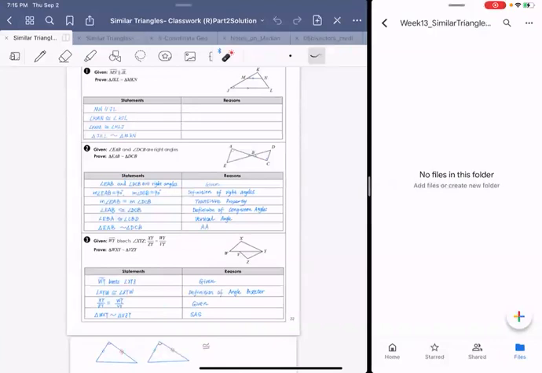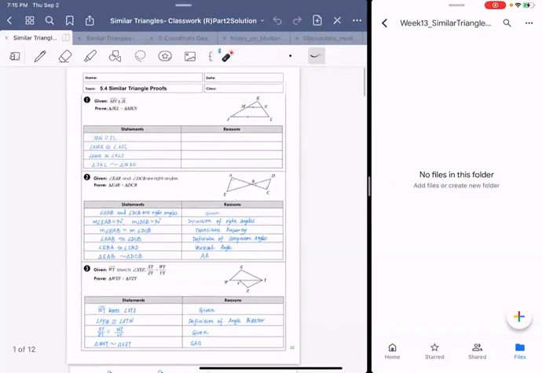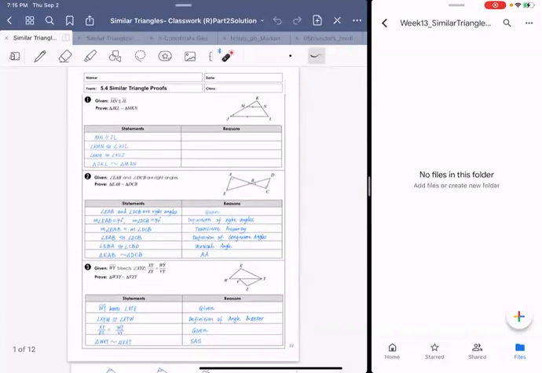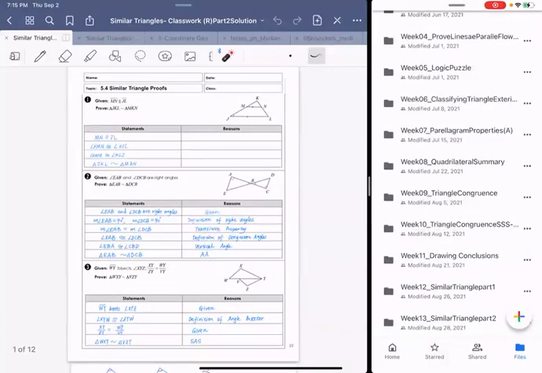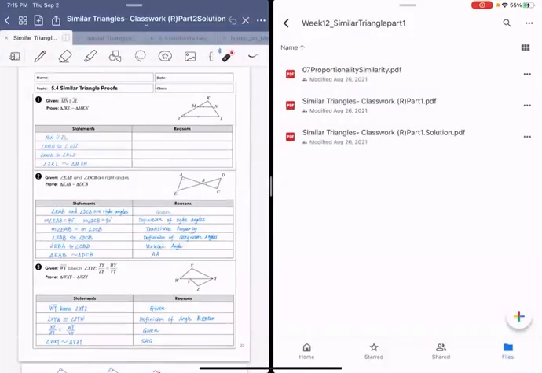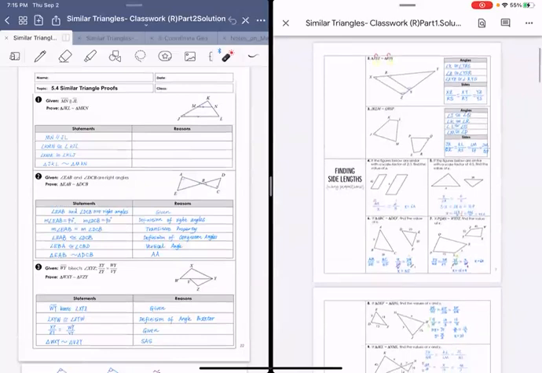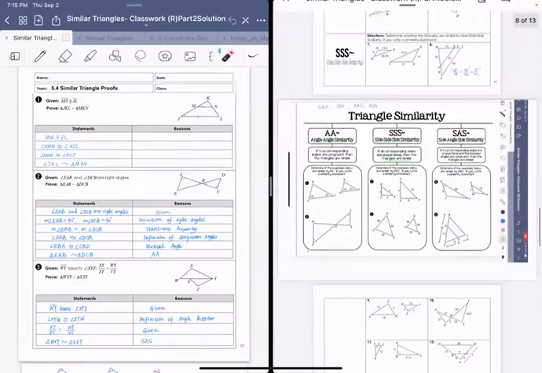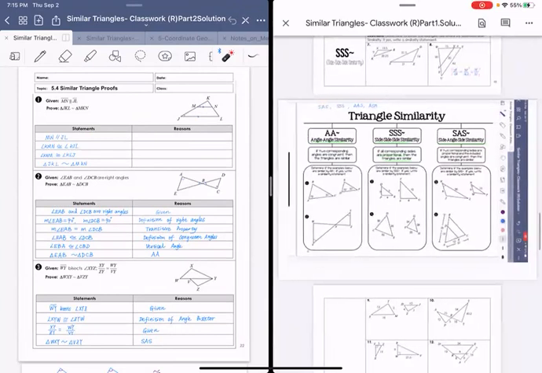Okay, last week we learned about triangle similarity. And this week we are going to do the proof, okay? And before we do that, we are going to use a worksheet that we did last week. There, okay? We learned about 3 different theorems.